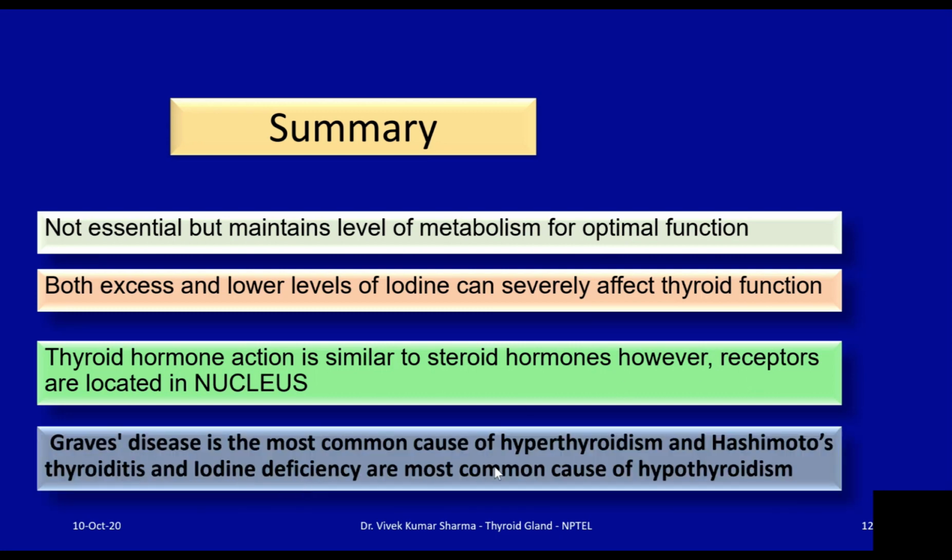Graves' disease is the most common cause of hyperthyroidism, and Hashimoto's thyroiditis and iodine deficiency are the most common causes of hypothyroidism.